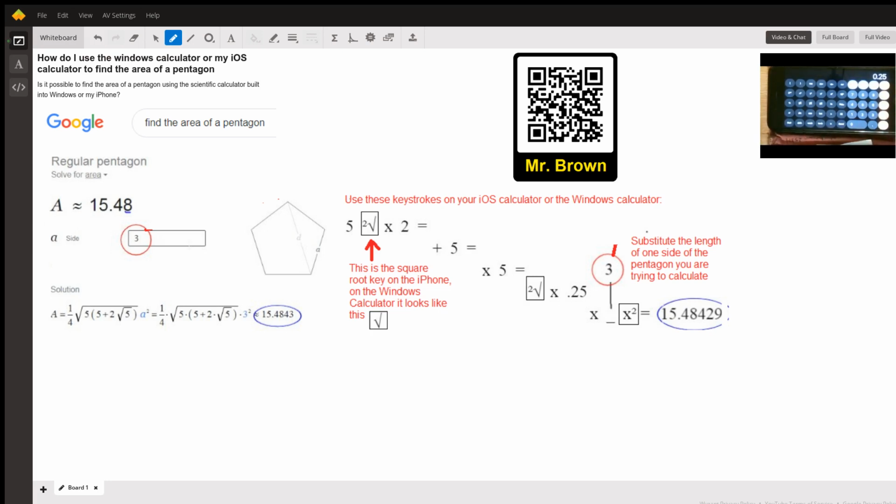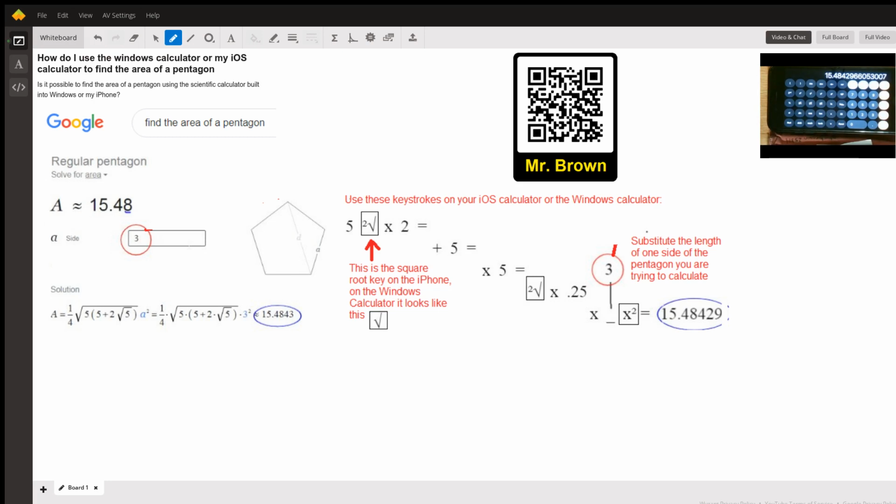0.25, which is where the quarter comes in, times, now I'm going to insert the number that represents the length of the side. In my case, in my example, it's 3 units. So I put 3, and then the squared button, and then a final equals, and indeed I get the same number of units.